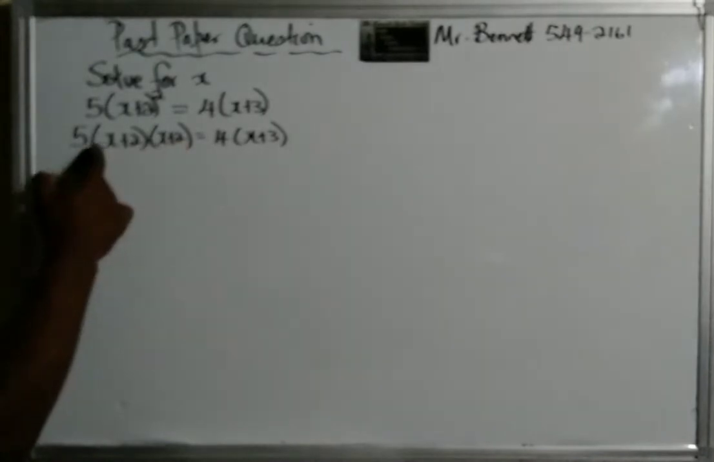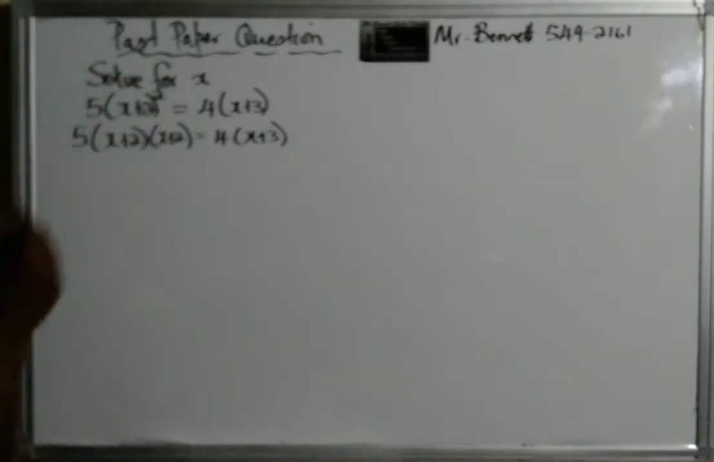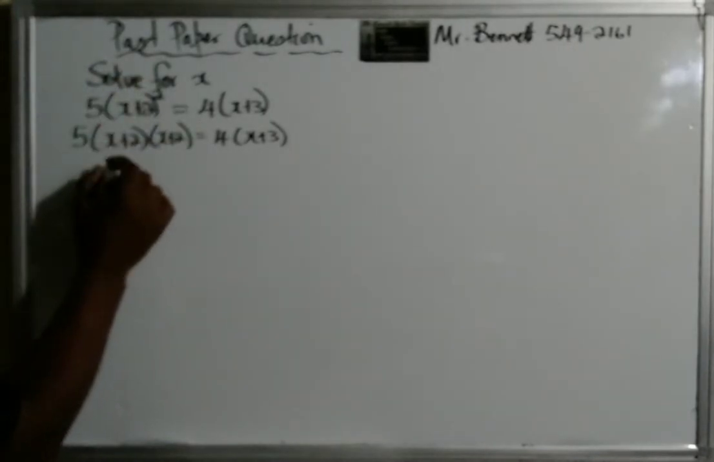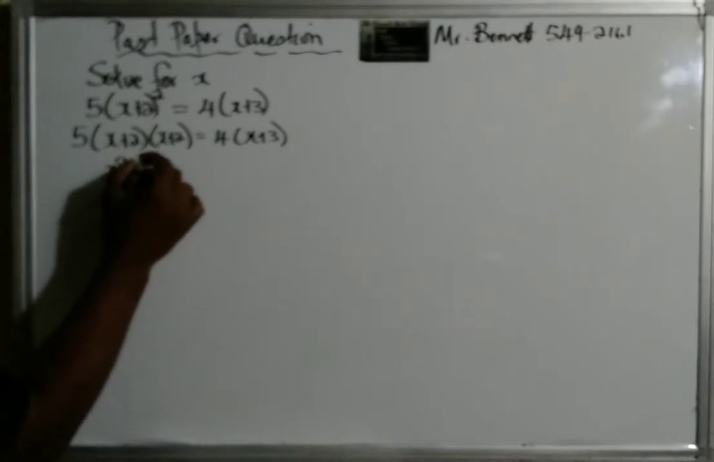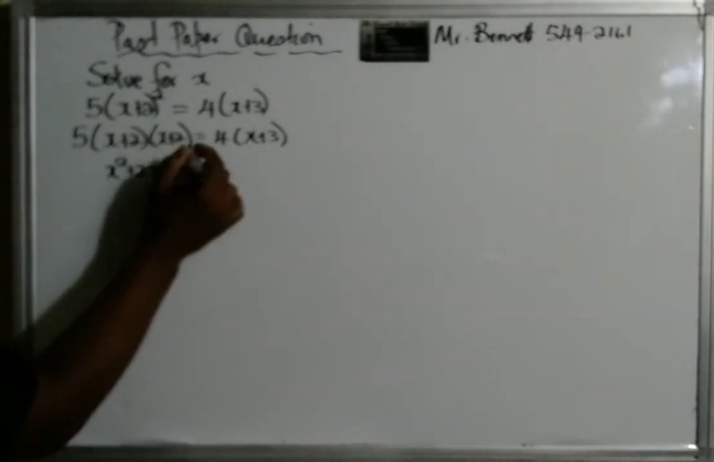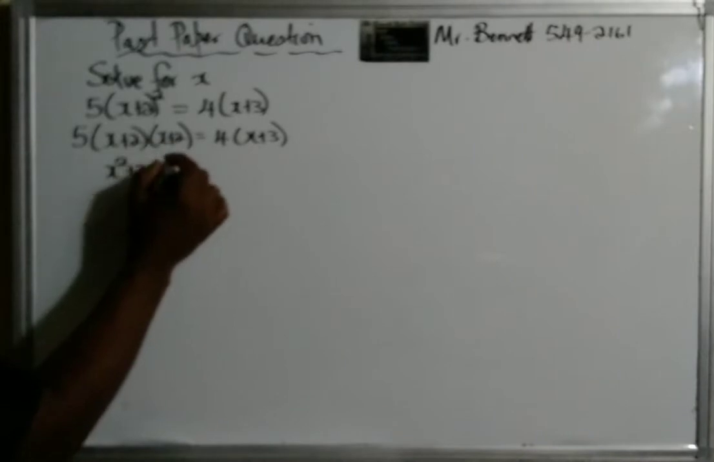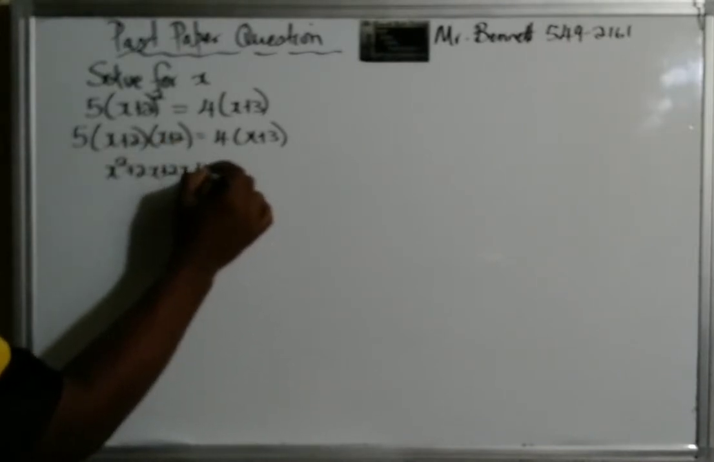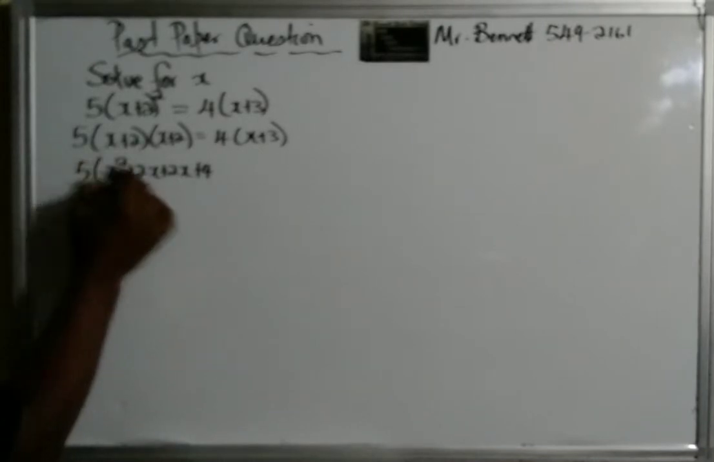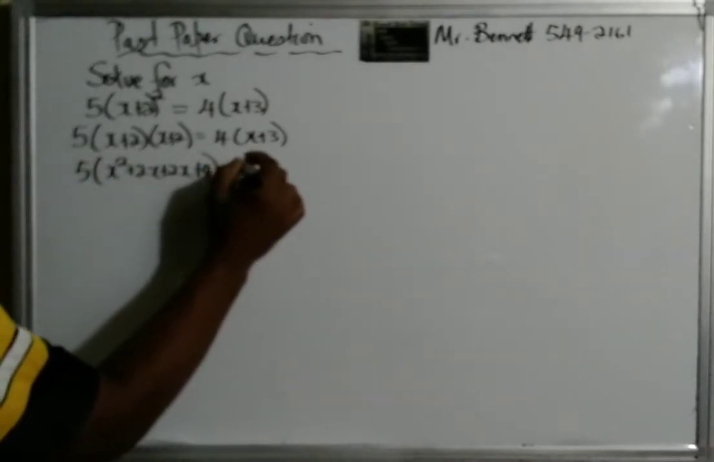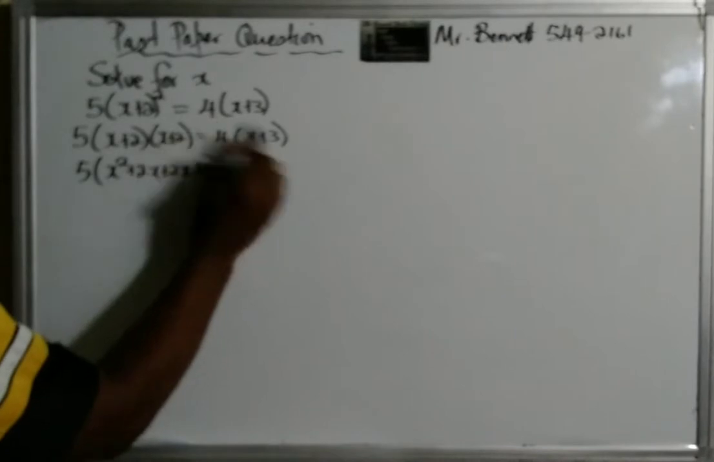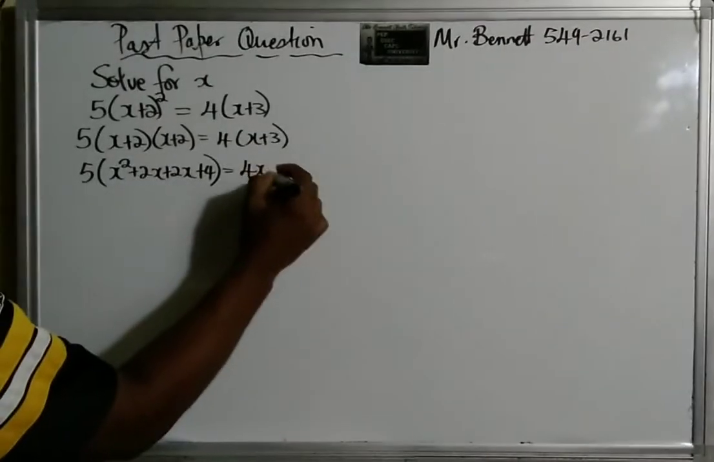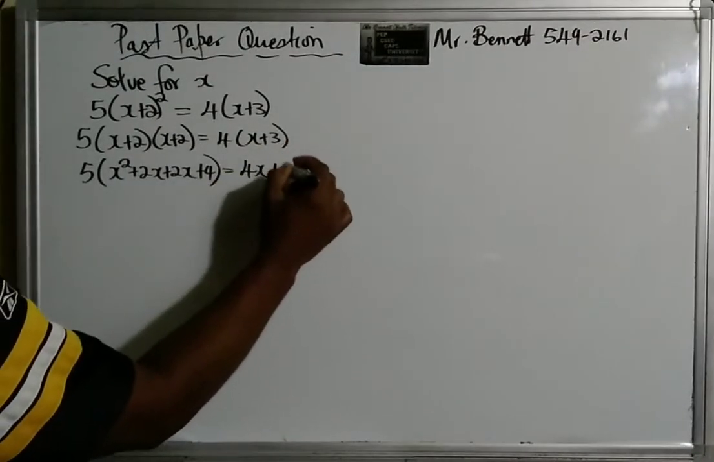So we expand this bracket, (x + 2) times (x + 2). x times x is x squared, plus 2x. Then 2 times x is 2x, and 2 times 2 is 4. I'm just going to expand this other bracket also. 4 times x is 4x, and 4 times 3 is 12.